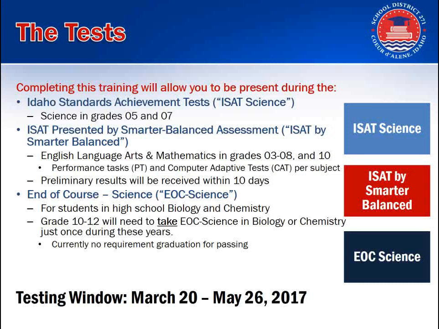Preliminary results for those will be available within 10 days. Additionally, the end of course science test is given to high school students that are enrolled in either a biology or chemistry course and is only given to students in grades 10 through 12. The testing window will be from March 20th to May 26, 2017.